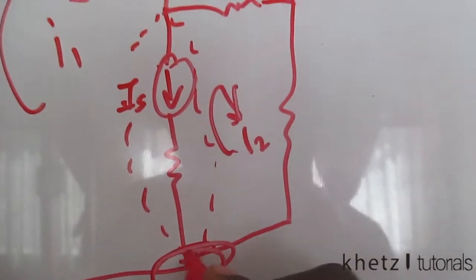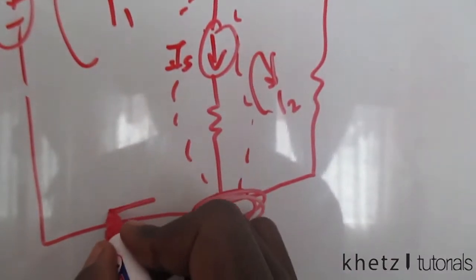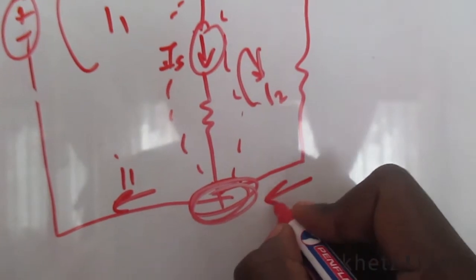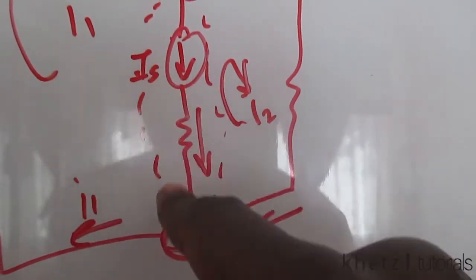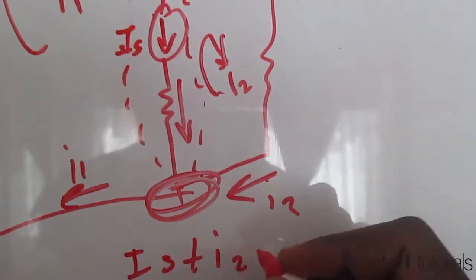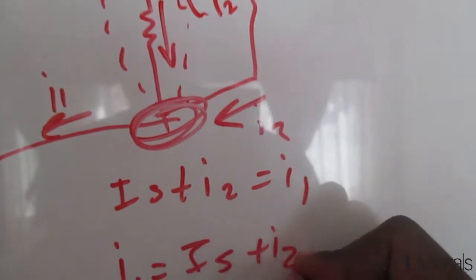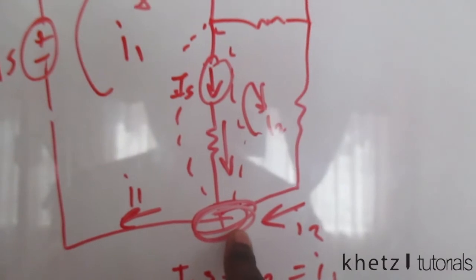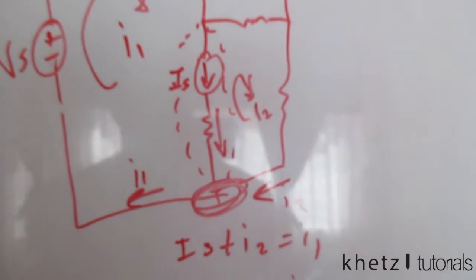So at this node, you'll see that I1 is going in like that and it goes out. So I1 is going in that direction. And then here, I2 is going in, right? And finally, this IS is going in as well. So you can safely say that I1 is equal to IS plus I2. And this is one of the equations which will help you to solve the problem. So you go down to an easy node where you can identify all the currents, how they meet and how they split.